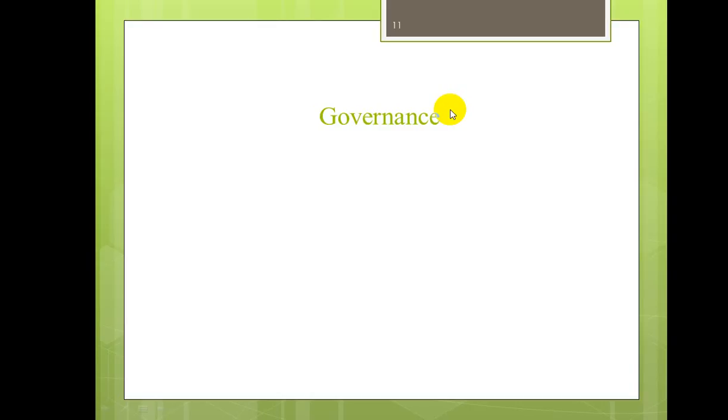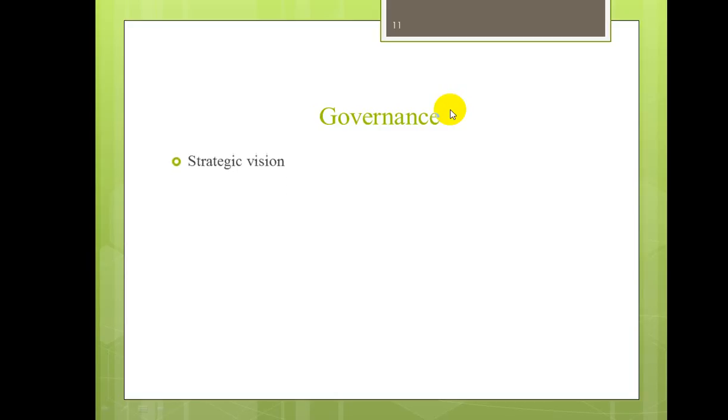Okay, now let's talk about the governors' roles. Before, we studied the difference between management and governors; now we study the roles of the governors.